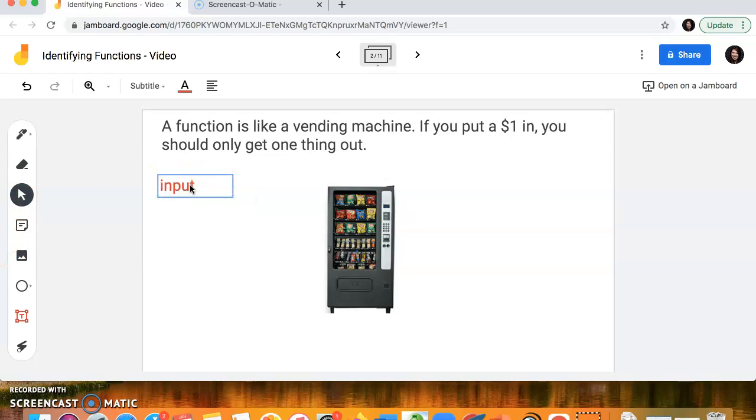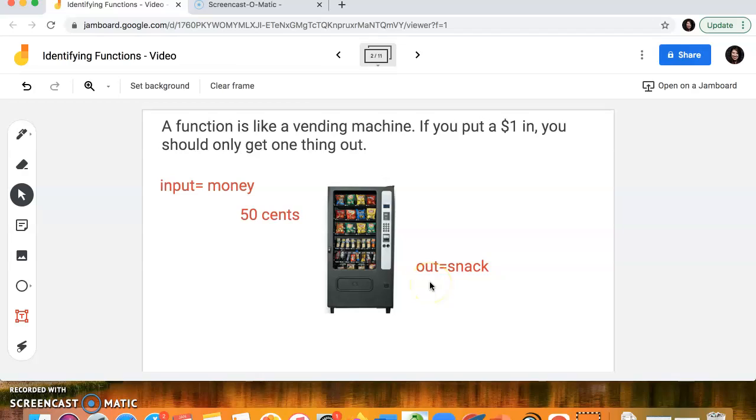Input is our money that we put in. So maybe you put in 50 cents. The output is what you get out, like the snack you get. So the output equals your snack. Maybe you get chips or a soda or a candy. That's your output. So your input is the money that you put in, and the output is your snack.